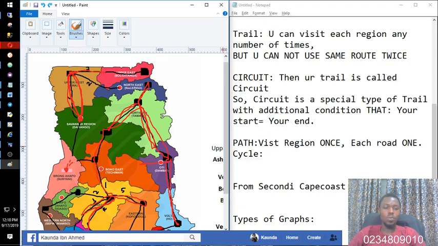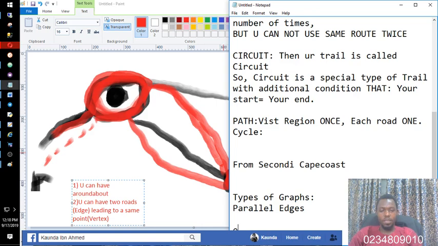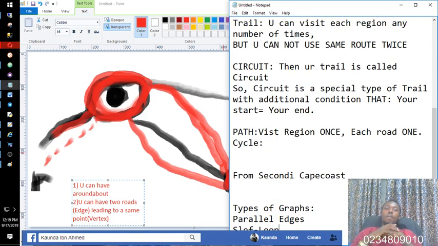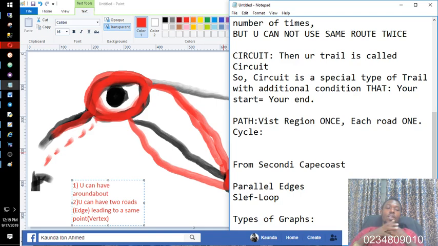If you have two roads connecting, or two edges connecting the two points, then the two are called parallel edges, or parallel roads. And the scenario where you can do a roundabout at the vertex is called a self loop. We are not here yet. I'm just explaining these two concepts that will help us understand what we need to know about the two types of graph.